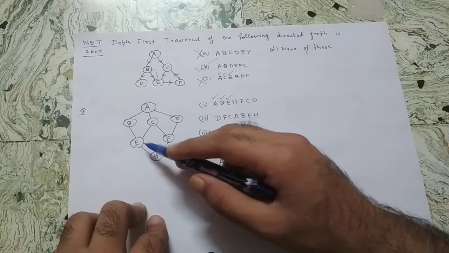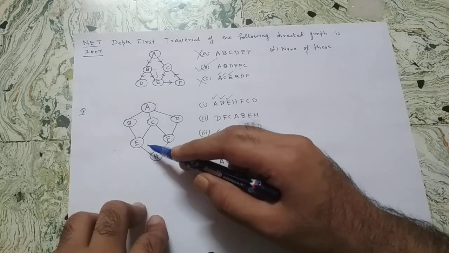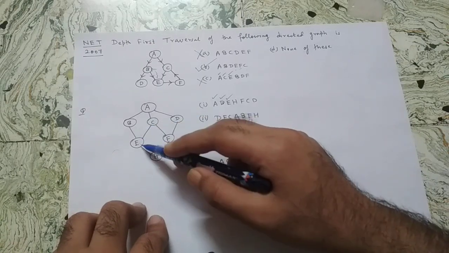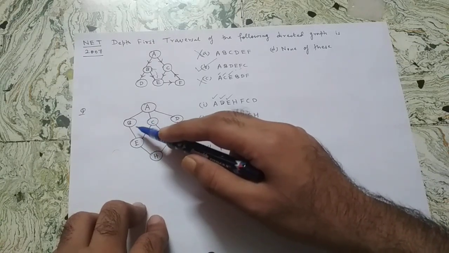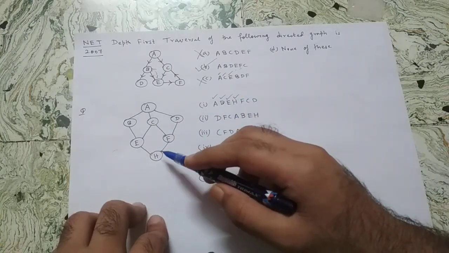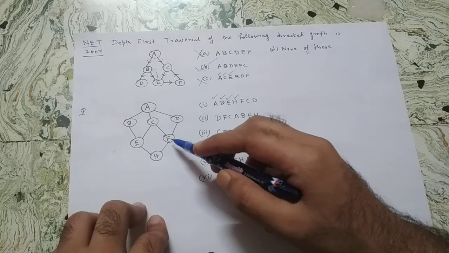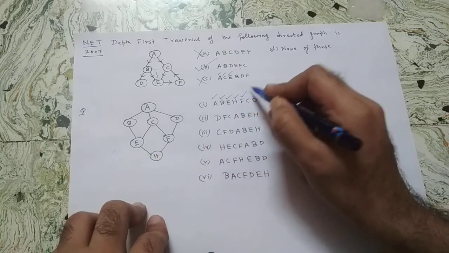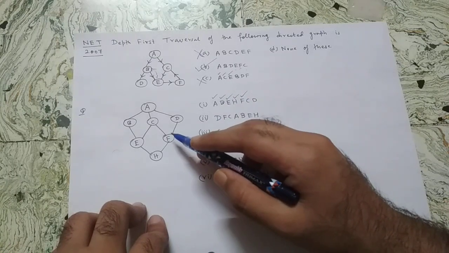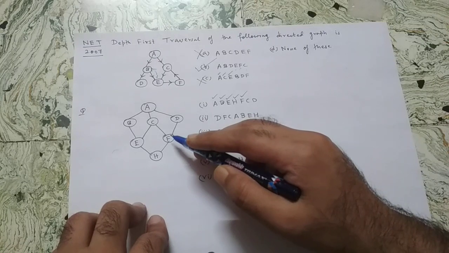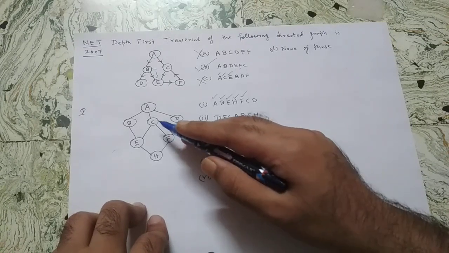Now from E I can go to H, because it's the only unvisited adjacent vertex of E. B is also an adjacent vertex of E, but B has already been visited. So I'm going to H. Now from H I can only go to F, because E has already been visited. From F I can go to either C or D. They're going to C.